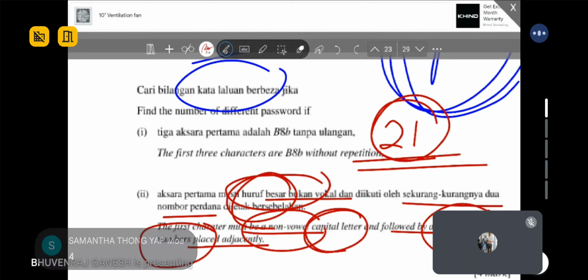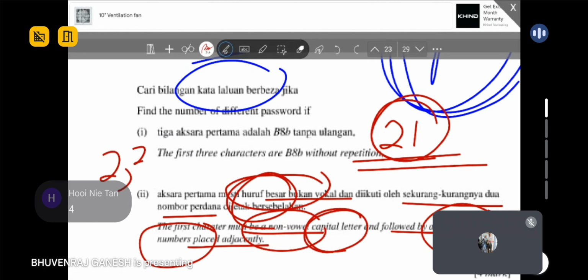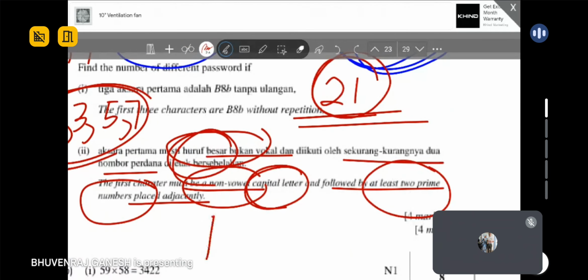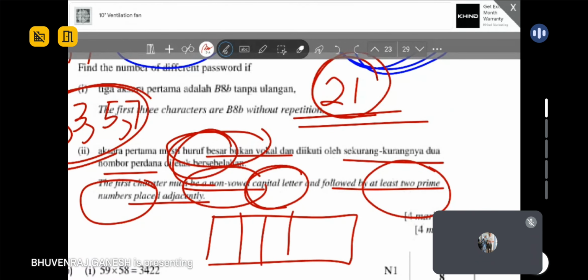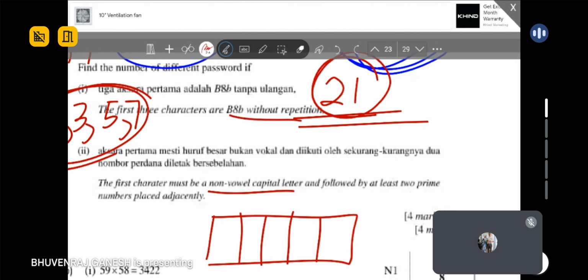Okay, let's see. Yes, correct. Okay, the answer is 4. 2, 3, 5, 7. All of these are prime number. Nombor perdana. So that's why the answer is 4. Okay, so now you can start already. Boleh mula. Okay, so again, 5 digit. 1, 2, 3, 4, 5. So they say first character non-vowel. So first character is 21 lah. 21 over here.